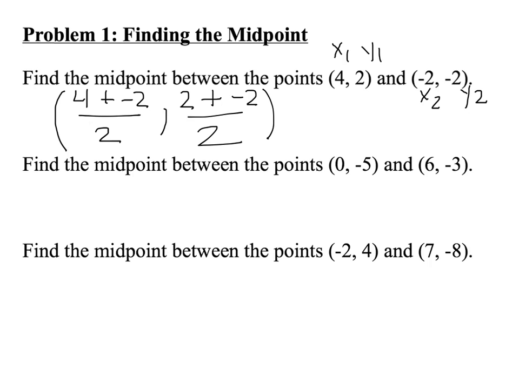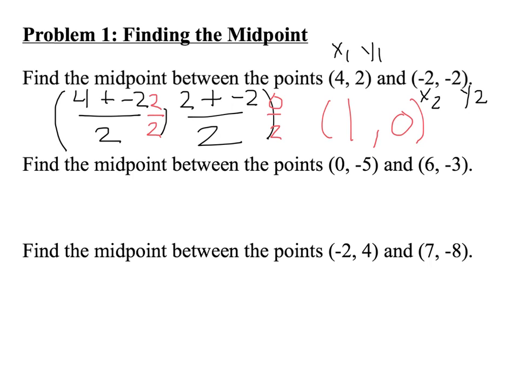So 4 plus -2, that's going to give me 2. And 2 divided by 2 is going to give me 1. 2 plus -2 is going to give me 0. 0 divided by 2 is going to give me 0. So that would be the midpoint. Right now, you should pause the video and try to find the midpoint of these two problems.